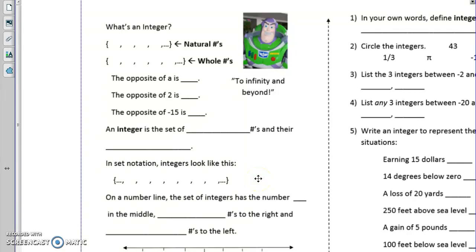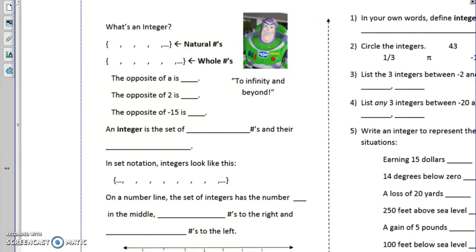Okay, so ladies and gentlemen, today we're going to work on what's an integer. And when you see things written down on the screen, you're going to want to copy them down on your own paper. And then we'll be putting this note sheet in our notebook at the end of the lesson. So first off, we have to learn about integers, but we have to learn about numbers that we already know about.